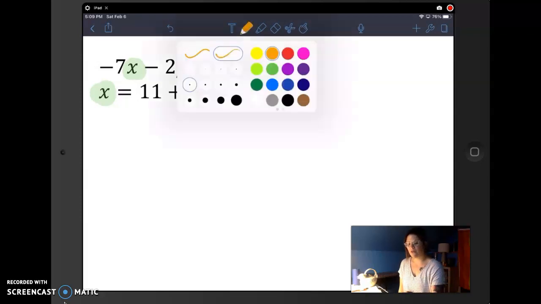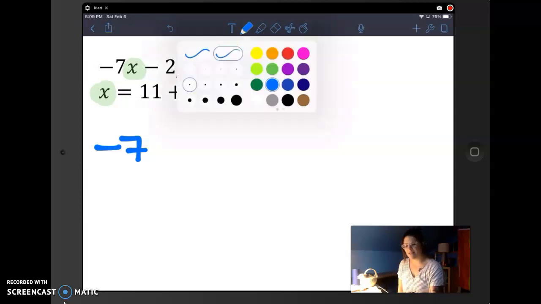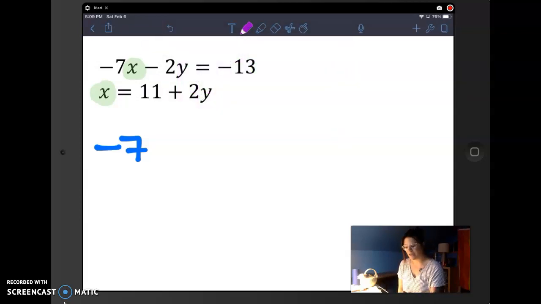Now, whatever equation has the variable inside of it, that's the one that we are going to start to rewrite. So we're going to rewrite -7. Stop. I see that my variable is highlighted. Now I'm going to come down and figure out what that variable equals according to the other equation. It equals 11 plus 2y.